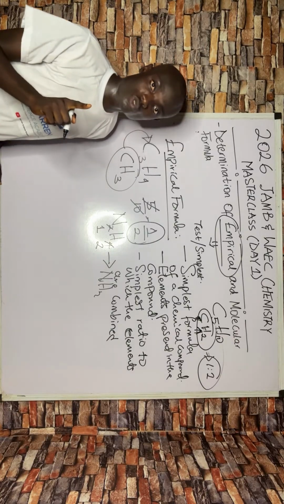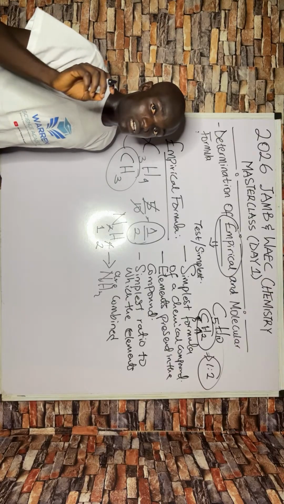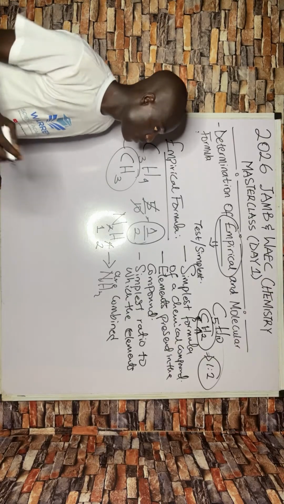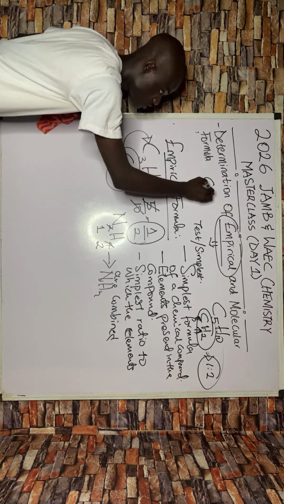Now, there's something you ought to know. Not all compounds have a different molecular and empirical formula. For example, we have carbon dioxide, and carbon dioxide is CO2.